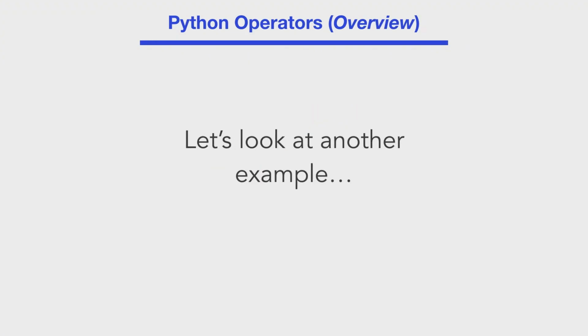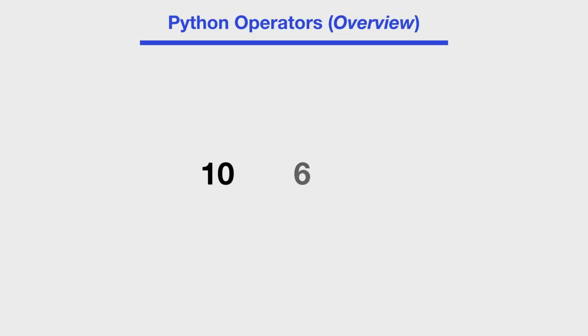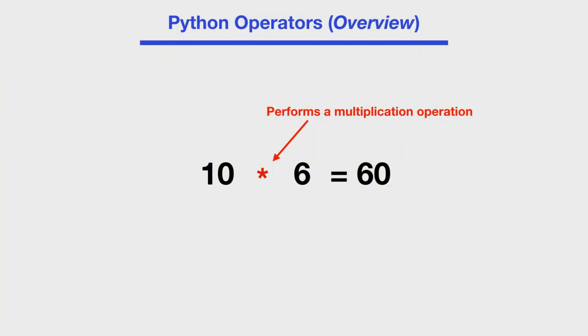Let's look at another example. I have two numbers, 10 and 6, but instead of the plus operator, there is an asterisk. This operator means to perform a multiplication operation. Thus, the two numbers will be multiplied together to equal 60.